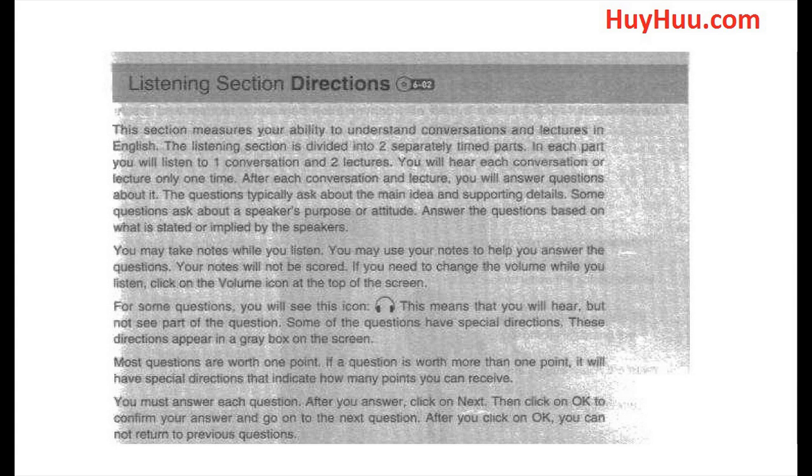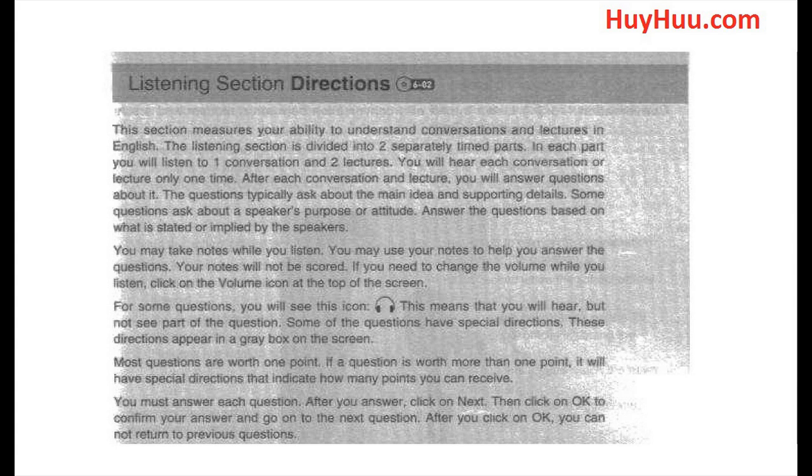Listening section directions. This section measures your ability to understand conversations and lectures in English. The listening section is divided into two separately timed parts. In each part, you will listen to one conversation and two lectures. You will hear each conversation or lecture only one time. After each conversation and lecture, you will answer questions about it. The questions typically ask about the main idea and supporting details. Some questions ask about a speaker's purpose or attitude. Answer the questions based on what is stated or implied by the speakers.